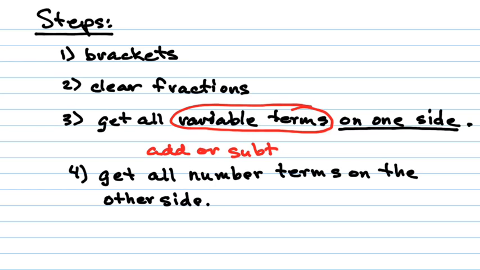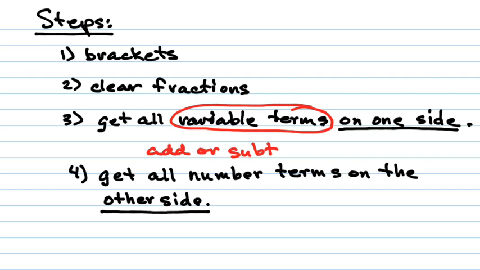Get all number terms on the other side. Other side of what? The equation, the equal symbol. Good, okay? And by other side, I mean that if my letters are on the left, then my numbers need to go to the right. If my letters are on the right, then my numbers need to go to the left. Does it matter? No. Just as long as they're on opposite sides.